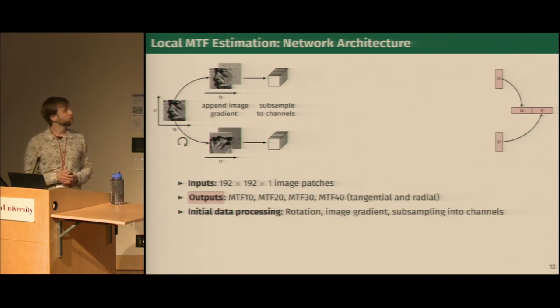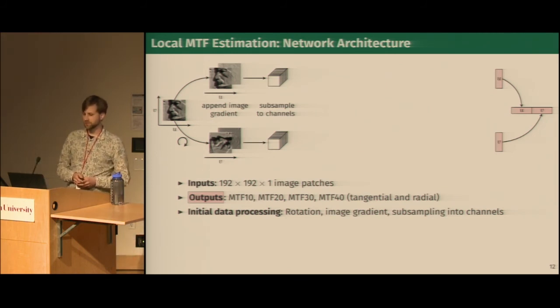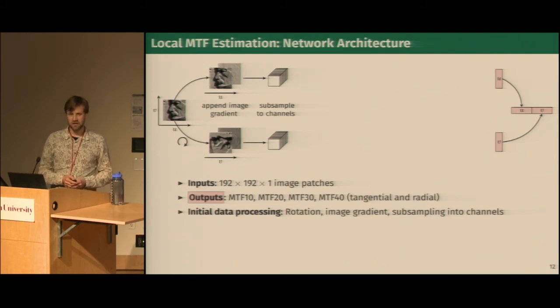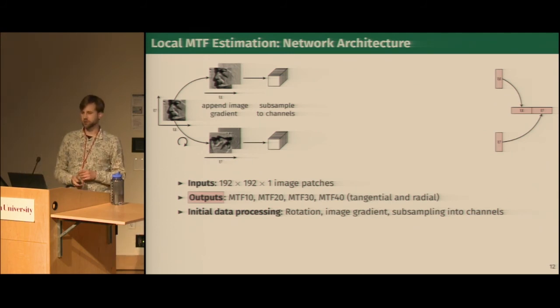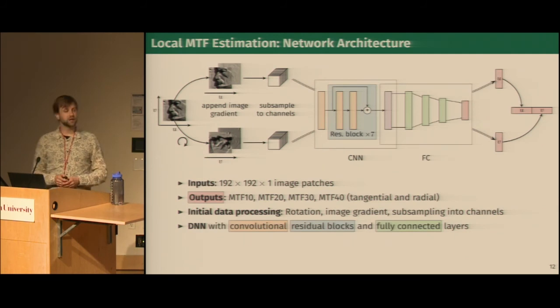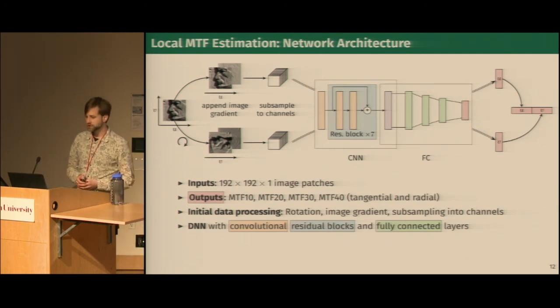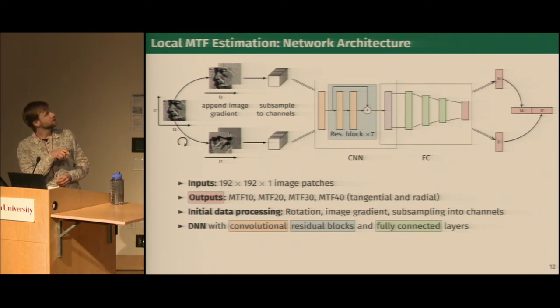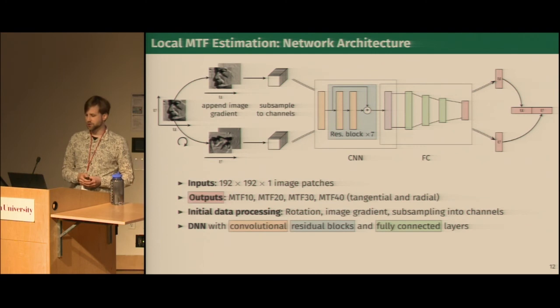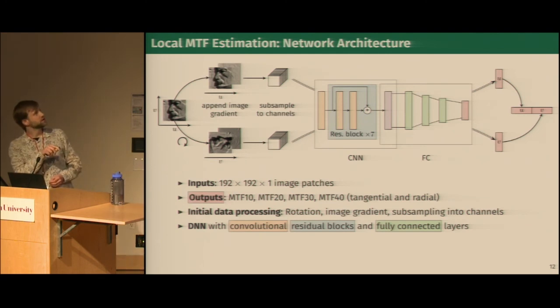Then we do this pre-processing, where we already discussed the rotation, then we append the image gradients in the direction where we want to estimate the modulation transfer function. Similar to what Paolo Favaro was mentioning before, we subsample the image into channels to increase the field of view that the convolutional network will see. Then we have a convolutional network that consists of several ResNet blocks, which gives us an intermediate feature representation, shown here in lilac, and this is mapped with some fully connected layers onto the outputs, which are in just one direction, and as I said, we pass them through separately.